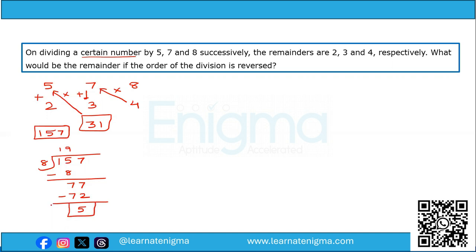Now, as we are successively dividing, now we divide the quotient of this division by the next number, that is 7. So 19 will divide it by 7. So 7 twos are 14. So 19 minus 14, you again have the remainder as 5.